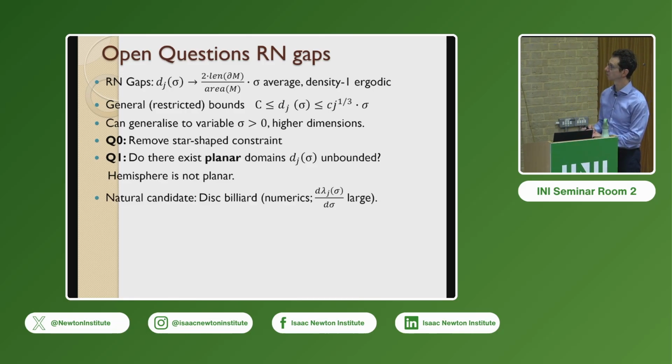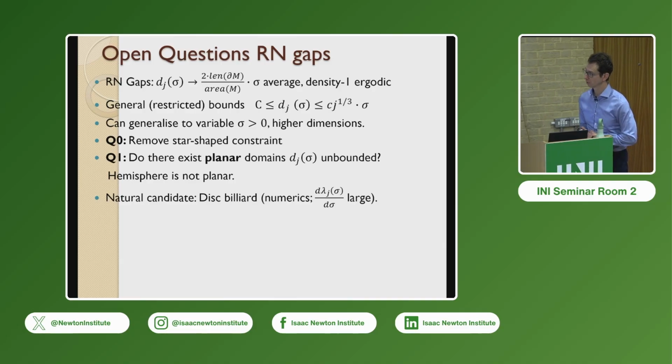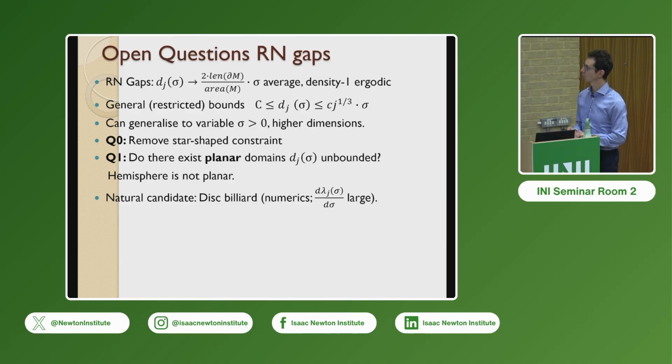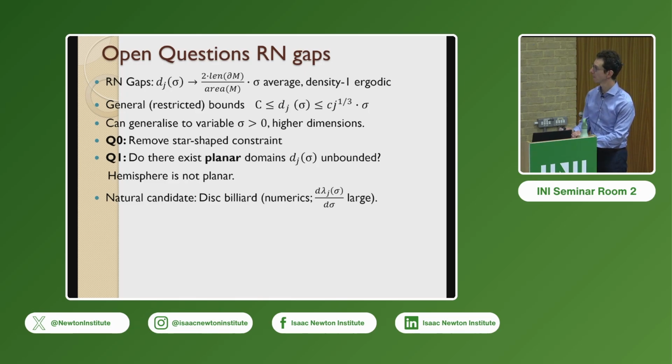Okay, so here are some open questions. We believe that the star-shaped constraint is just an artifact, a byproduct of our techniques, and I think this condition should be removed. So here's an outstanding question. Number 1, do there exist planar domains for which the corresponding Robin-Neumann gaps are unbounded?